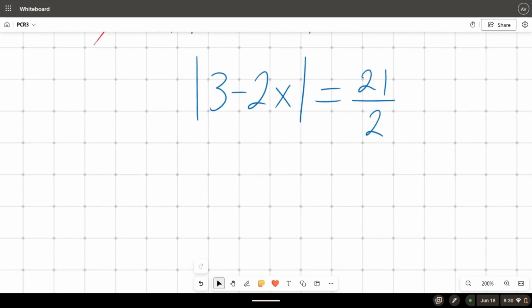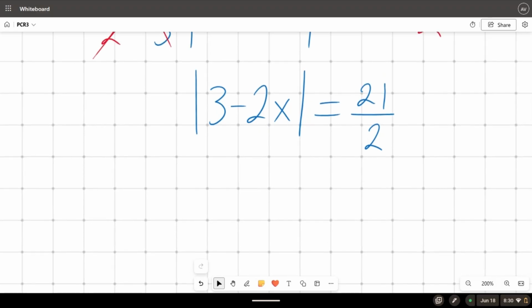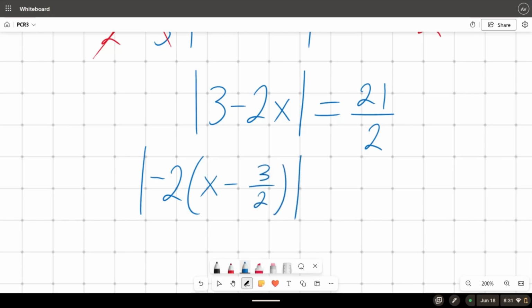Now let's deal with the 2 and the negative at the same time. I'm going to factor out a negative 2. What we get is x minus 3 halves. If you redistribute the negative 2 to the negative 3 halves, we get positive 3. So that means we did it correctly. And we rewrite the rest of the equation.